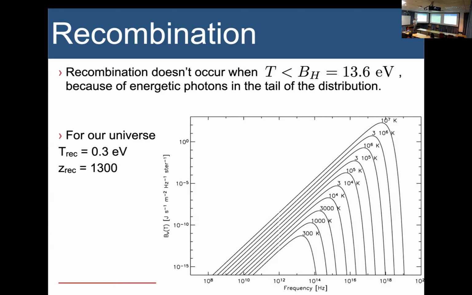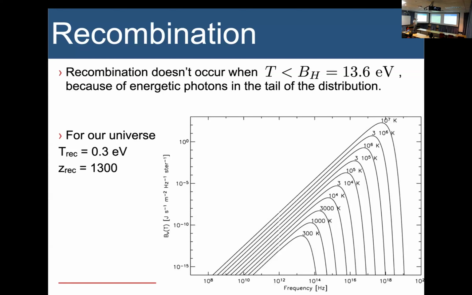Now, that doesn't happen exactly when the temperature drops below how much energy it takes to knock the electron off. So here's a proton, here's an electron, ground state. How much energy does it take to kick that electron completely free? The answer is 13.6 electron volts.